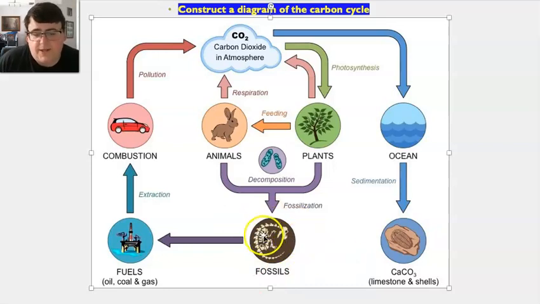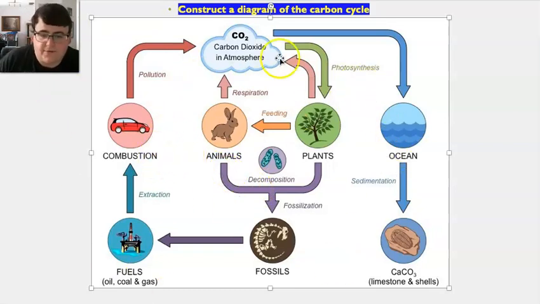But those fossils can then be extracted for fuels because they're turned into oil, coal, and gas. And we burn those in our products such as electricity, cars, etc., which creates pollution, which returns carbon dioxide to the atmosphere. That carbon dioxide in the atmosphere can also be absorbed into the water, making the water acidic, which helps us to create things like limestone and shells. But again, we'll talk about all of these processes in more detail in this PowerPoint. But for now, you have to be able to draw this carbon cycle.